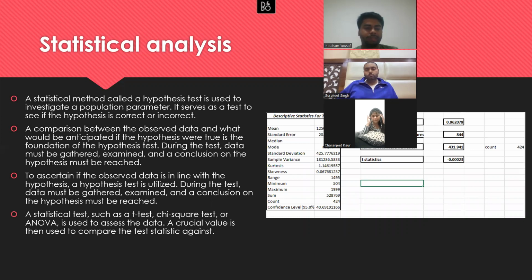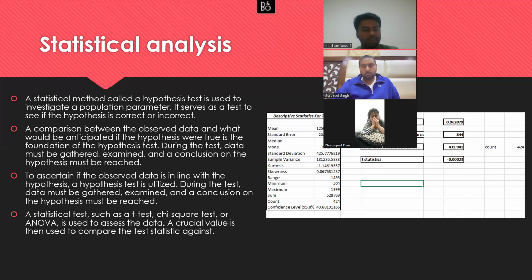The method called a hypothesis test is used to investigate a population parameter. It serves as a test to see if the hypothesis is correct or not, as seen in the picture. It is a comparison between the observed data and what would be anticipated if the hypothesis was true. During the test, data must be gathered, examined, and a conclusion on the hypothesis must be reached. To ascertain if the observed data is in line with the hypothesis, a hypothesis test is utilized.